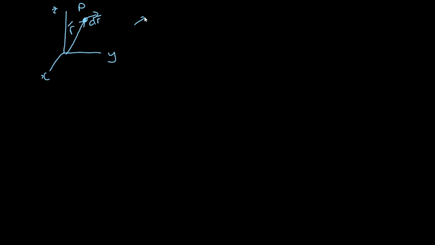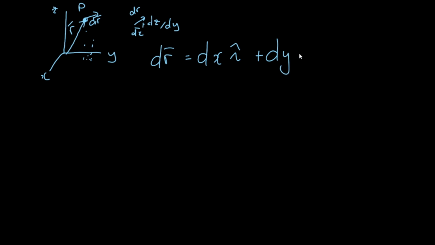So if we just draw dr here, then dr has firstly a z component, an x component, and a y component. So we can see it here. That's z, and then this little bit here is y, and that little bit there is x, right? So we can write dr as just having these components dxi, dyj, and dzk.